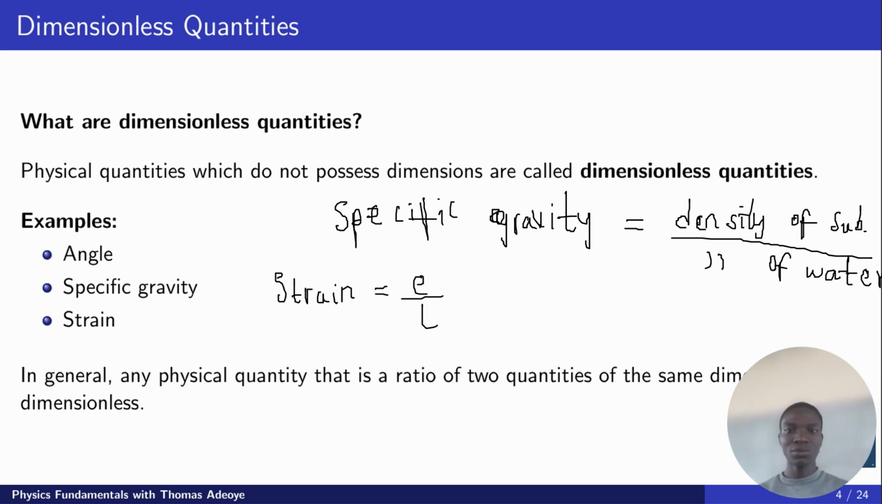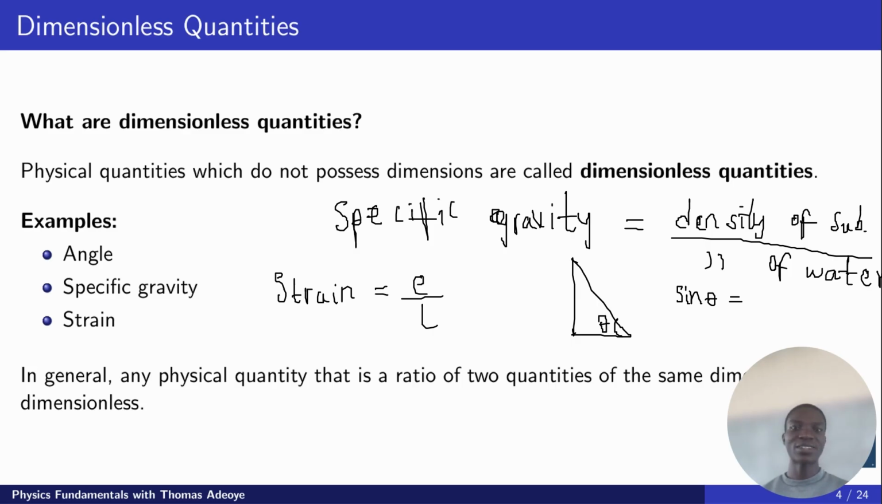Yes, in angles now, you should agree with me that if I have a right angled triangle, if this is theta, and I'm interested in sine theta, it will be opposite over hypotenuse. So it's the length of the opposite side over the length of the hypotenuse side. So it's still length over length. So that's the ratio of two quantities with the same dimension. So if we have quantities like this, they are dimensionless.